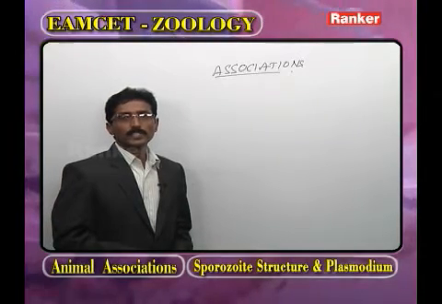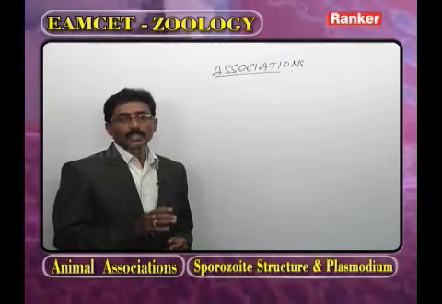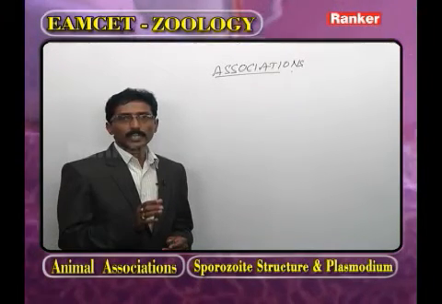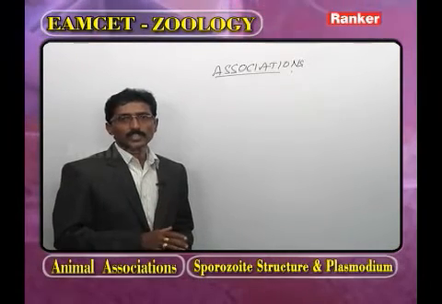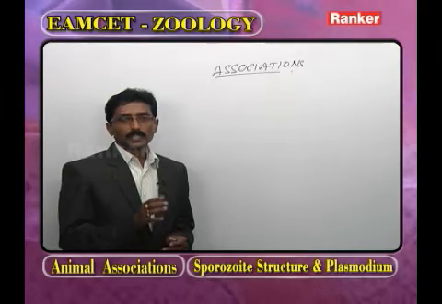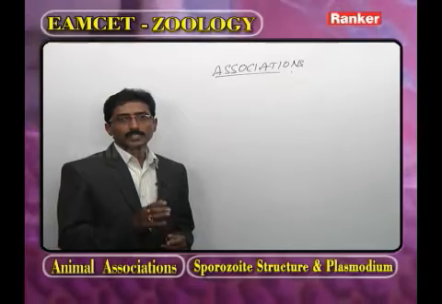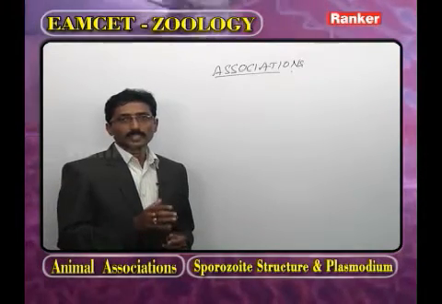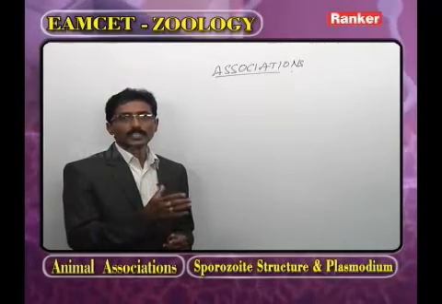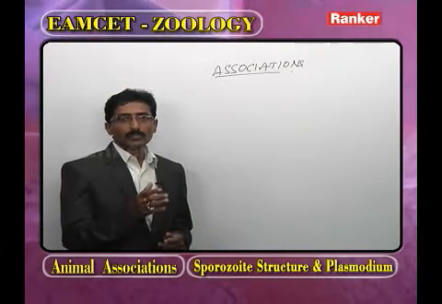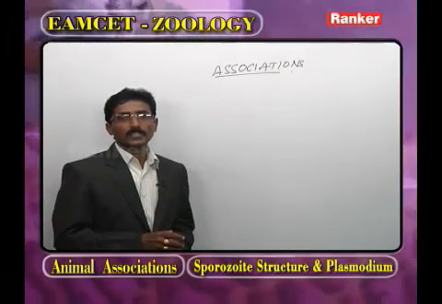Students, today we discuss the animal associations. From the EAMCET point of view, from the animal associations we are going to get a minimum of 4 marks. In one year, we got 6 marks. In the animal associations, we are discussing different types of parasites: one is Plasmodium, second Taenia solium, third Wuchereria bancrofti, and the fourth is Entamoeba histolytica. Before going to discuss the bits, a small introduction regarding the association.